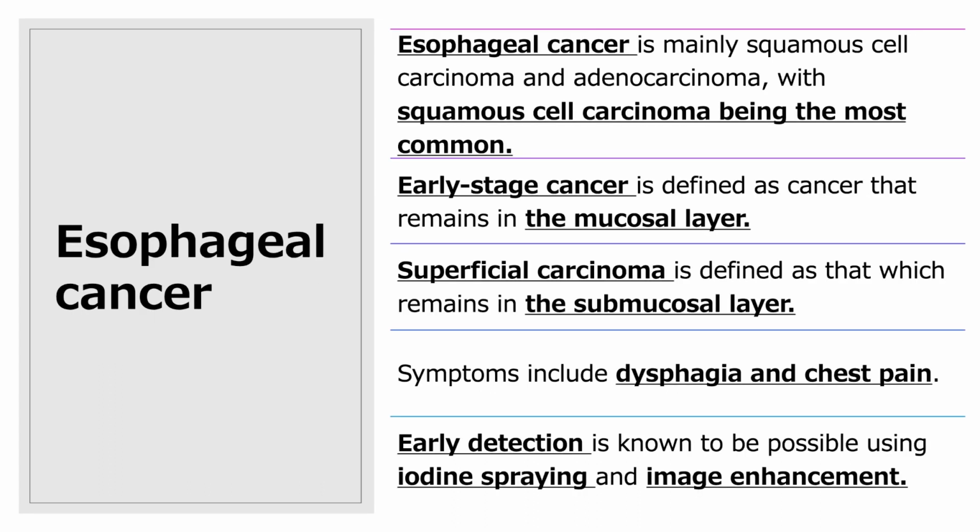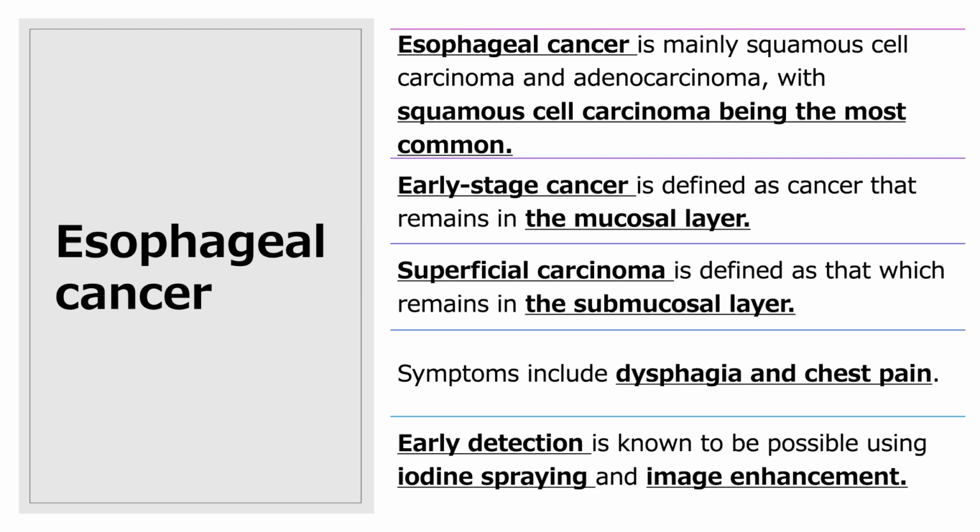Esophageal cancer is classified into squamous cell carcinoma and adenocarcinoma. Squamous cell carcinoma is the most common type, while adenocarcinoma is mainly known as Barrett's adenocarcinoma. Early-stage cancer is defined as cancer that remains in the mucosal layer, while superficial cancer is defined as cancer that remains in the submucosal layer.